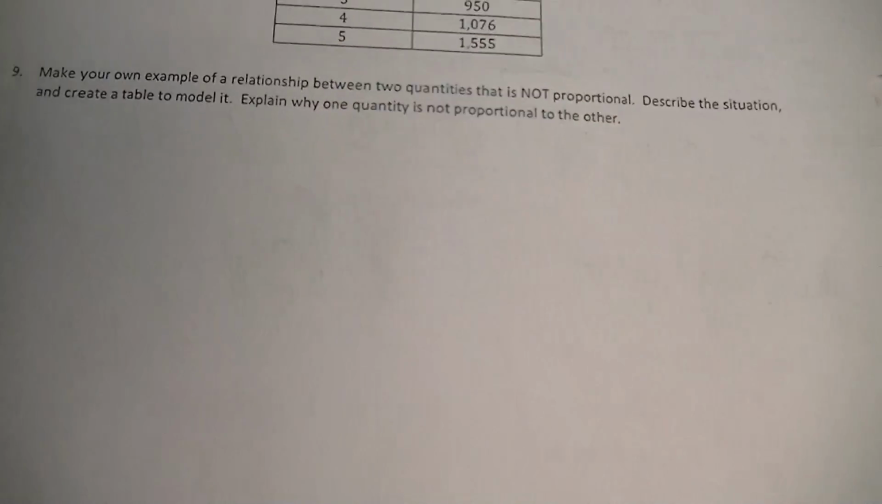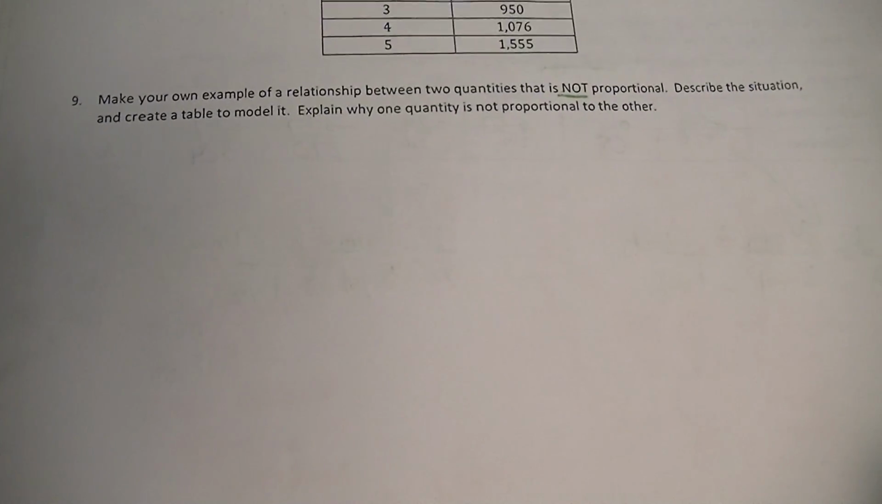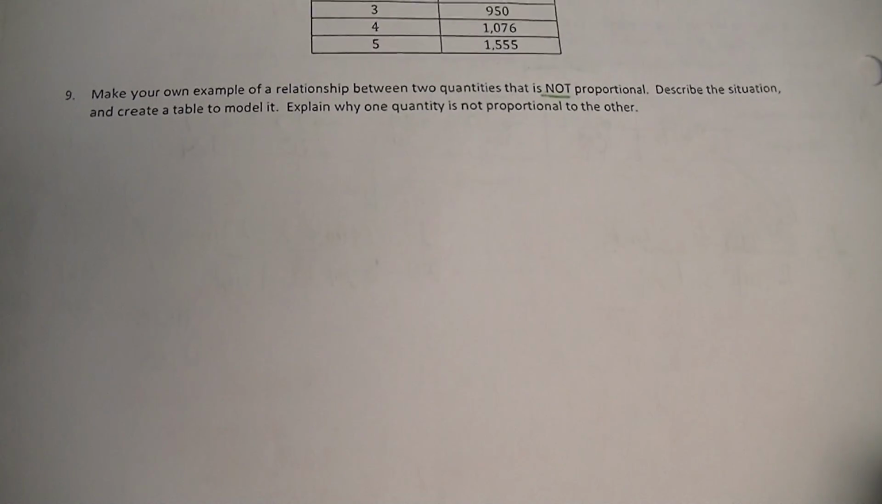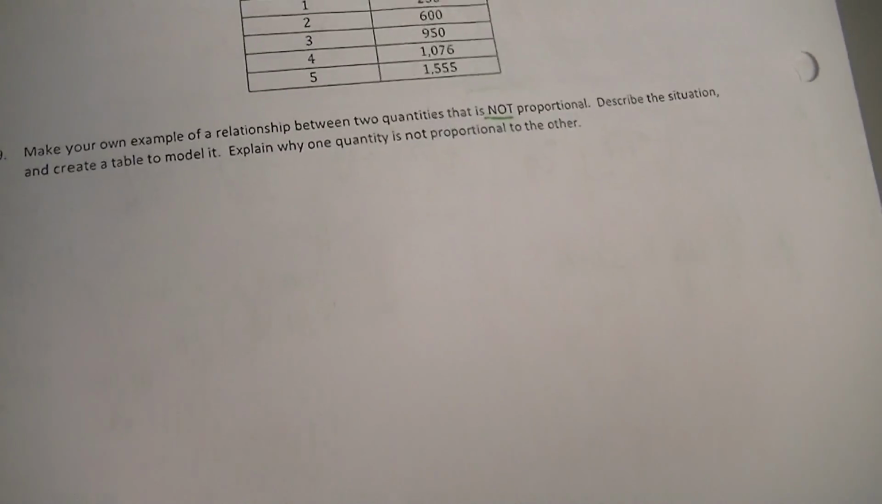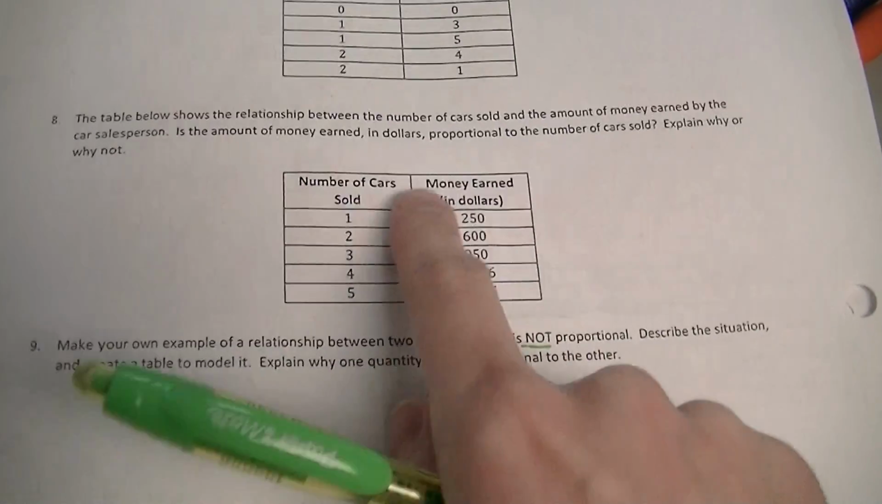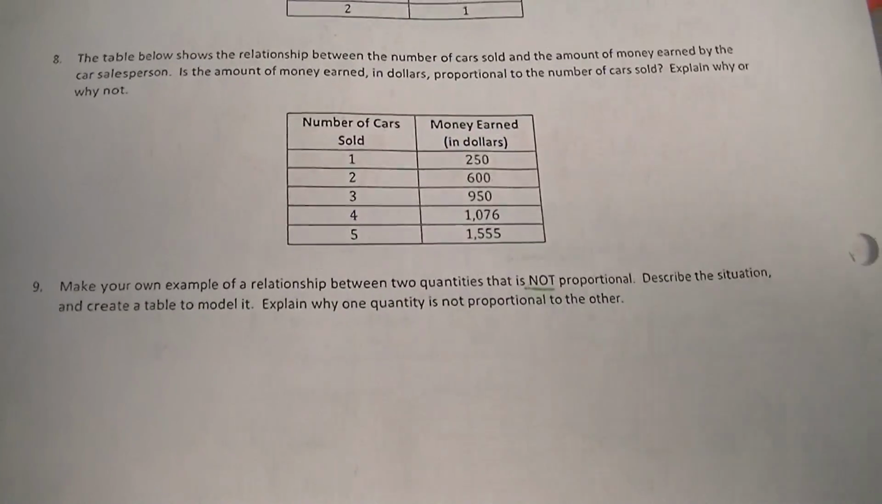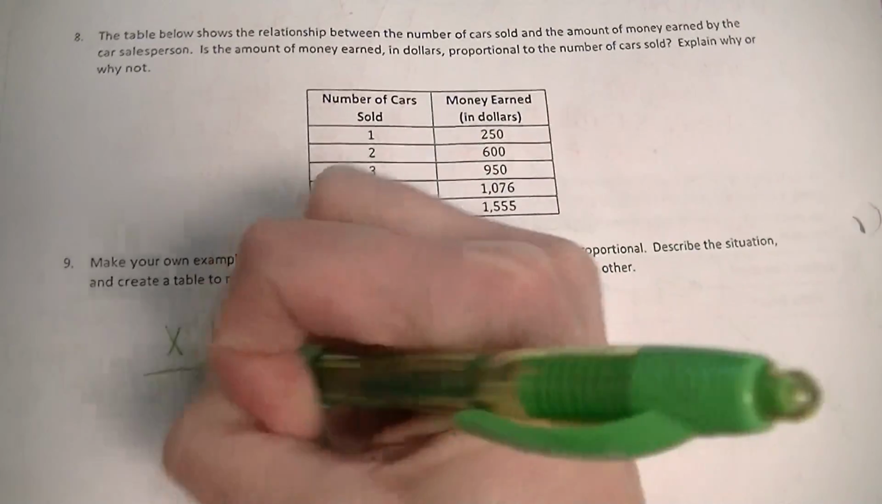All right, next problem. It says, make your own example of a relationship between two quantities that's not proportional. Describe the situation and create a table to model it. Explain why one quantity is not proportional to another. So this is a pretty straightforward question for me. I know what makes a table not proportional is there would be no constant rate. So I'm just going to make up some values and call it good.